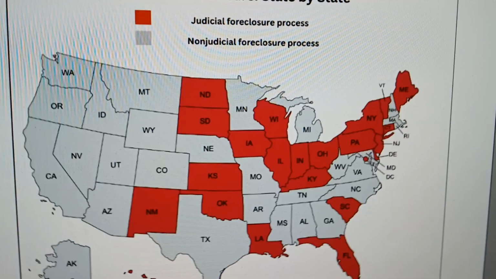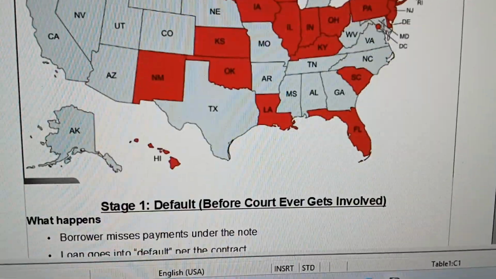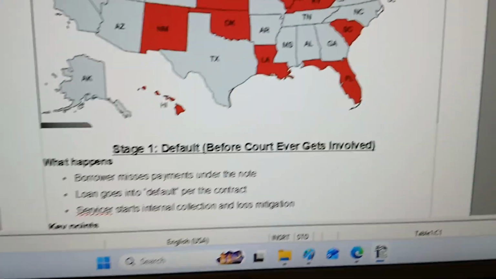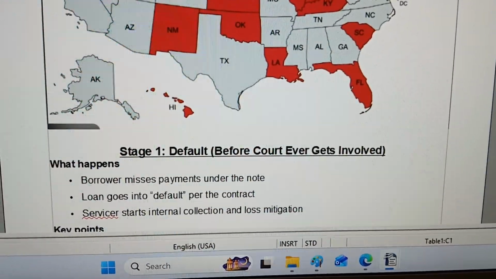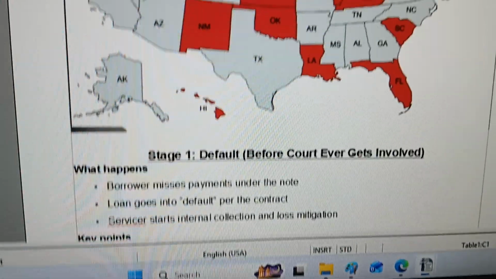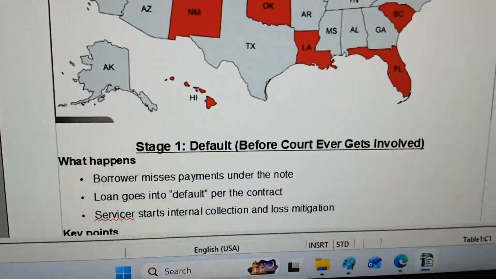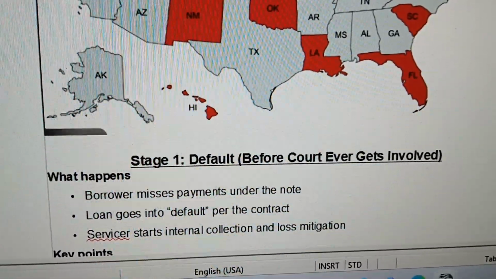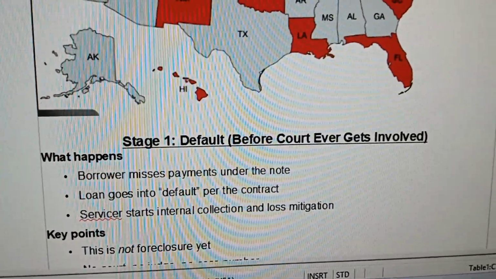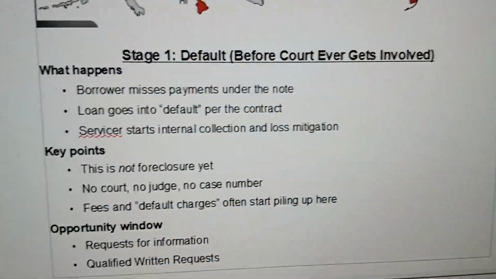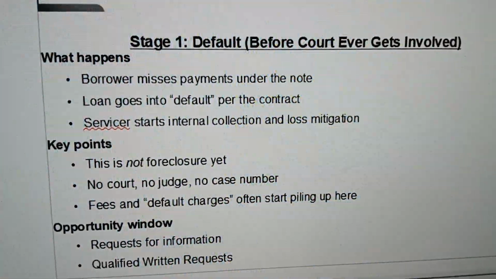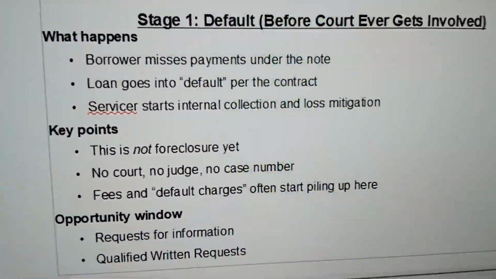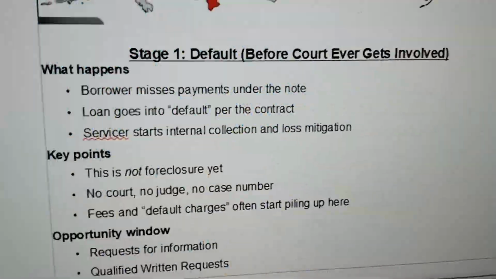Let's talk about the life cycle of a judicial foreclosure. Stage 1, default. Before the court ever gets involved, what happens? The borrower misses payments under the note. The loan goes into default per the contract. The servicer starts internal collection and loss mitigation. The key point is this is not a foreclosure yet. No court, no judge, no case number. Fees and default charges often start piling up here.